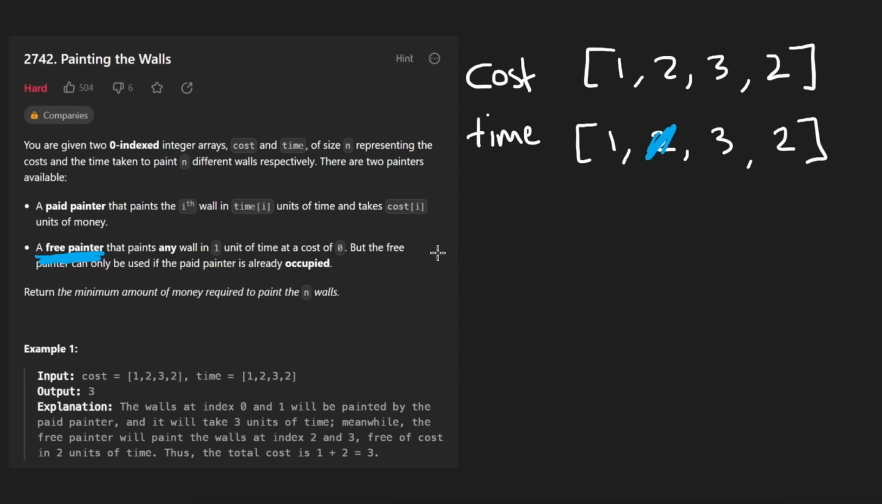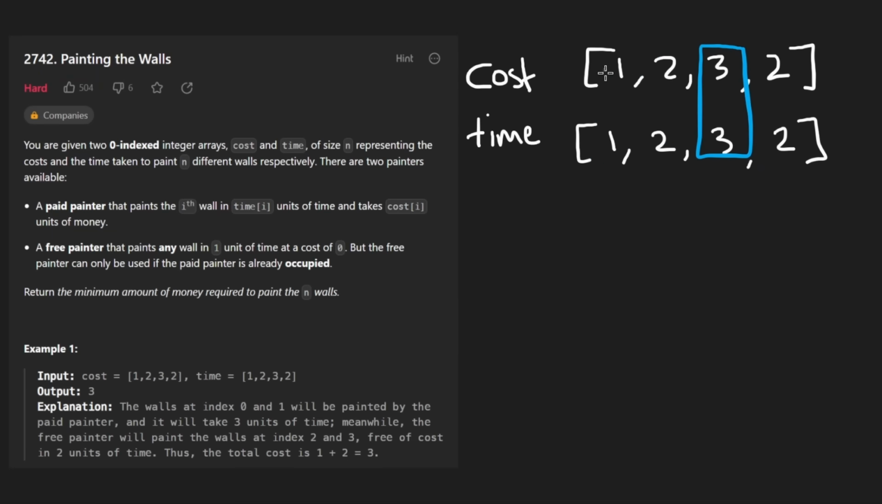The catch though, and the way they phrase this, you really have to pay attention to it, is the free painter can only be used if the paid painter is occupied. So of course they're going to word it in a way that's not the most simple, but it's pretty easy to understand what they mean here. Basically the paid painter, let's say it's this wall, it takes them 3 units of time to paint this wall, and it costs them 3. So in that time, only then can we have the free painter maybe paint this wall and this wall.